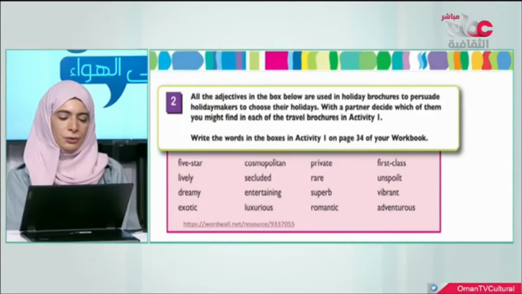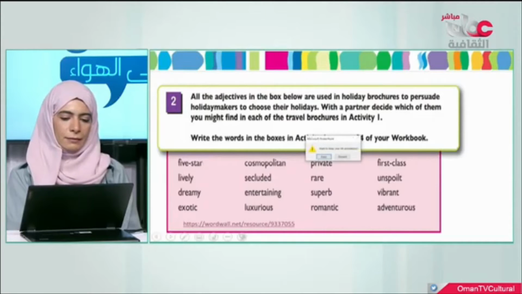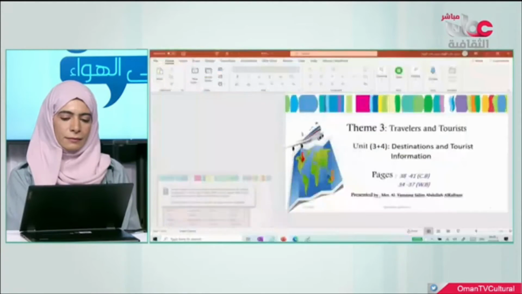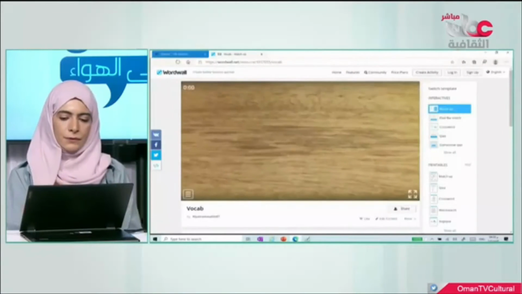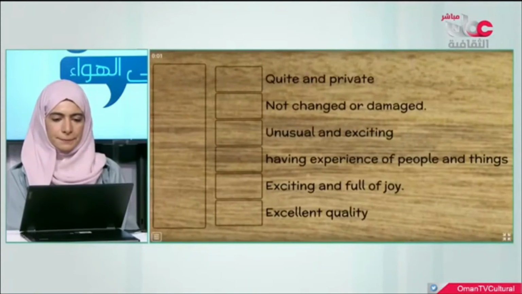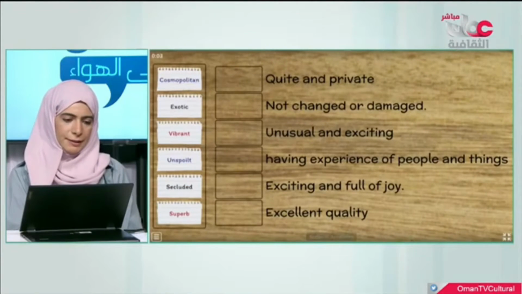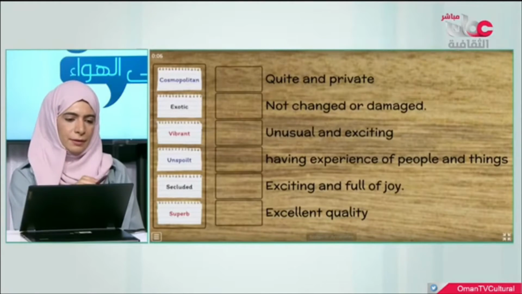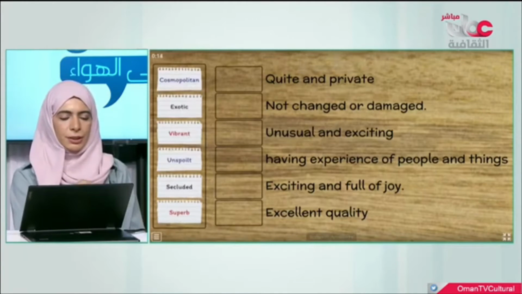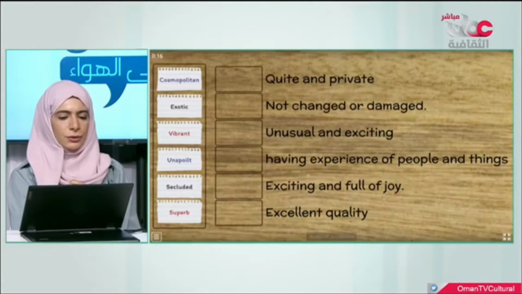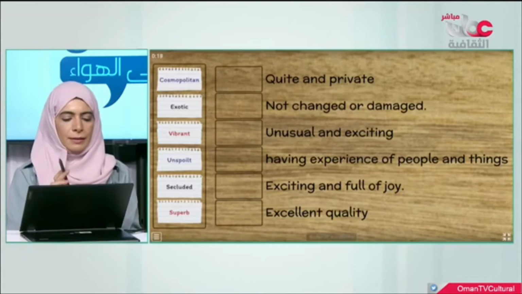So let's move to the WordNet resources and just check the meanings of the words here. As you can see, we have six words: cosmopolitan, exotic, vibrant, unspoiled, secluded, and superb. We have to match the words to the correct definition. Let's start with the words.